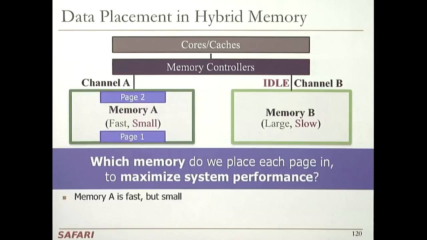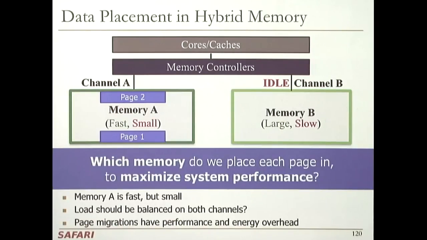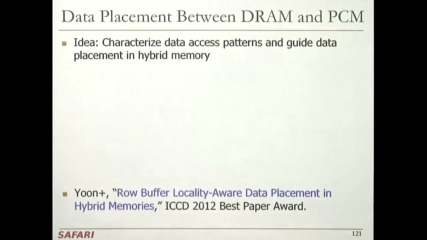OK, we've discussed this. So once you actually do the migration, this is fast, you have another problem, which is maybe a load balance problem, right? If you are accessing only this memory, maybe that's not good either, because you're underutilizing the bandwidth in this channel, assuming your system architecture looks like this. Maybe you should balance the load. And page migrations clearly have performance and energy overhead, assuming these are pages. So that's where the smaller granularity helps.